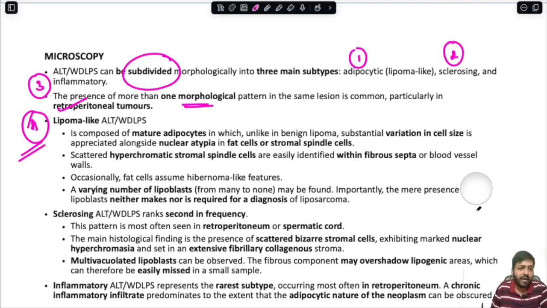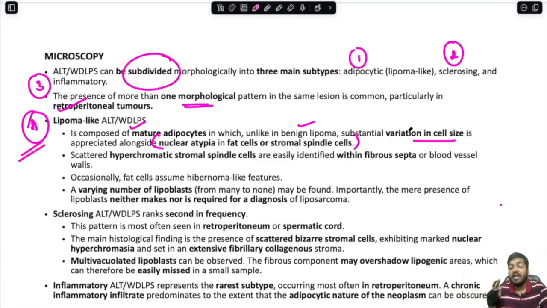The lipoma-like variety, lipoma-like ALT or WDLPS, is composed of mature adipocytes in which, unlike in benign lipoma, substantial variation in cell size is appreciated alongside nuclear atypia in the fat cells or stromal spindle cells. Very important: along with mature adipocytes, there is a lot of variation in size. This is how you differentiate the atypical lipomatous tumor from the benign lipoma. In the benign lipoma, there will not be that much variation in cell size and shape, but over here there is lots of variation.